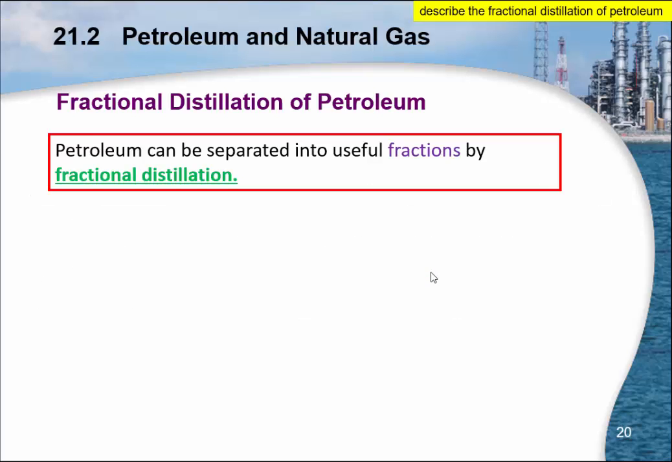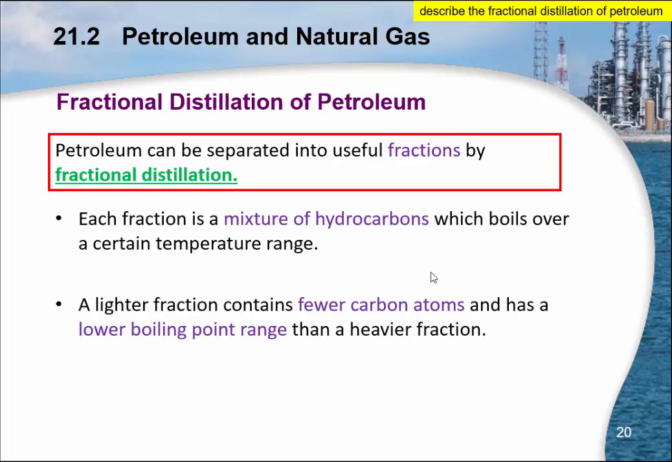Petroleum can be separated into useful fractions by fractional distillation, and this part is very important. Each fraction is also a mixture of hydrocarbons which boils over a certain range of temperature. How do you know that each fraction is still a mixture? Because it boils over a certain temperature range. The lighter fractions containing fewer carbon atoms have a lower boiling point than a heavier fraction. So lighter fraction refers to smaller molecules.